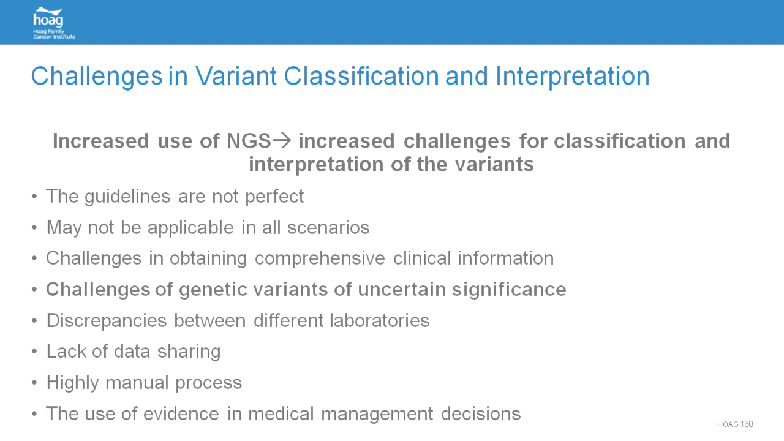Highly manual process, as I said, it takes hours, and this is where the variant is actually identified. This doesn't include all the laboratory work and bioinformatics work. This is where the variant analysis actually happens, getting the variant to the analyst. And also, what are we going to do with it? Medical management decisions are also one of the challenges with variant classification. Any questions?